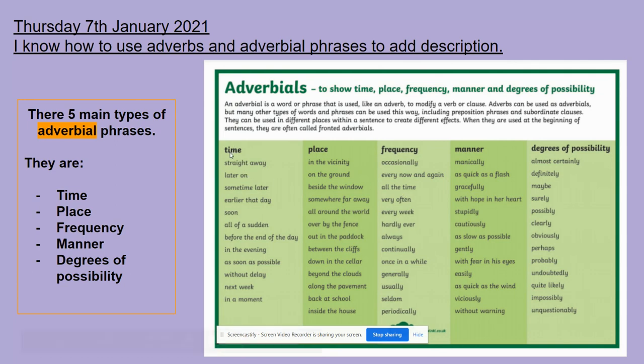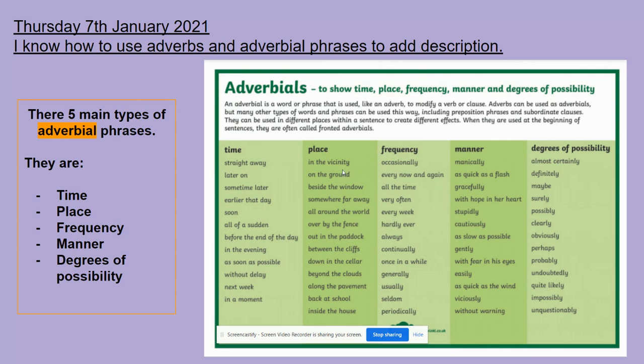So for example, time adverbials could be sometime later. So for example, I could have: sometime later, Mrs. Fletcher-Brown began devouring an entire Toblerone. So that would be a fronted adverbial in that sentence. It's the adverbial phrase. It's telling you when I devoured the Toblerone.